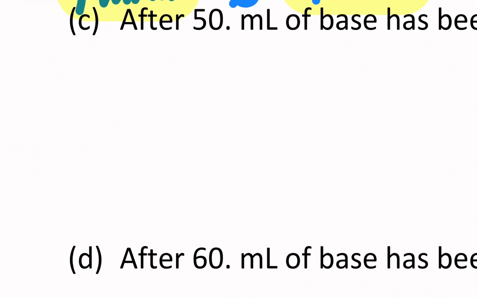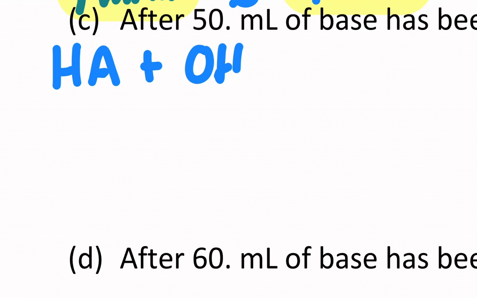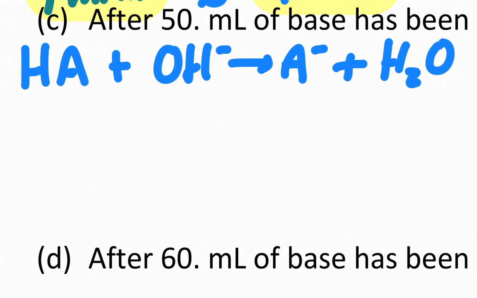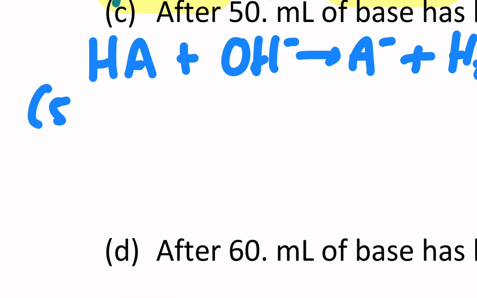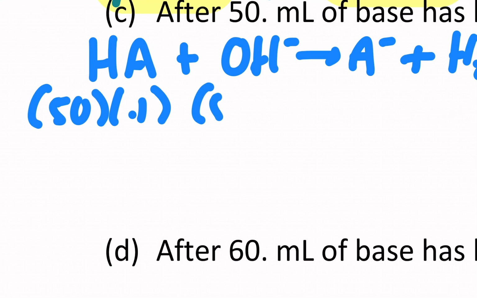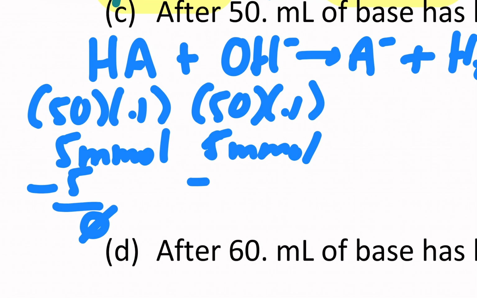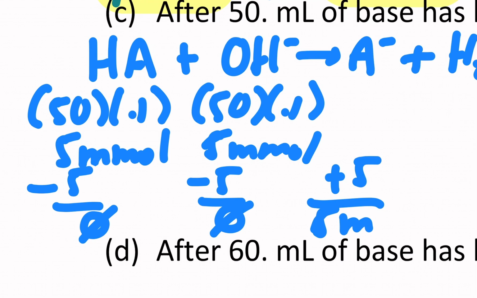Okay, let's write out the stoichiometry. Welcome back. It's the same reaction. HA plus OH minus makes A minus plus water. We still have 50 mLs of 0.1 HA, but now we have 50 mLs of 0.1 OH minus. I have 5 millimoles of each. So I lose 5 from each. I have nothing left over on the reactant side, but I gain 5 of the A minus. So that's my significant species. We are now in all A minus.